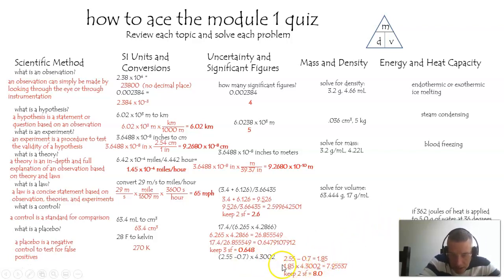We'll take that whole thing, multiply it by the 4.3002, write down the whole enchilada, but recognize that it's only good to 2 sig figs, 7.95, round up, and we get 8.0. All right, let's solve for density. Density is mass over volume.